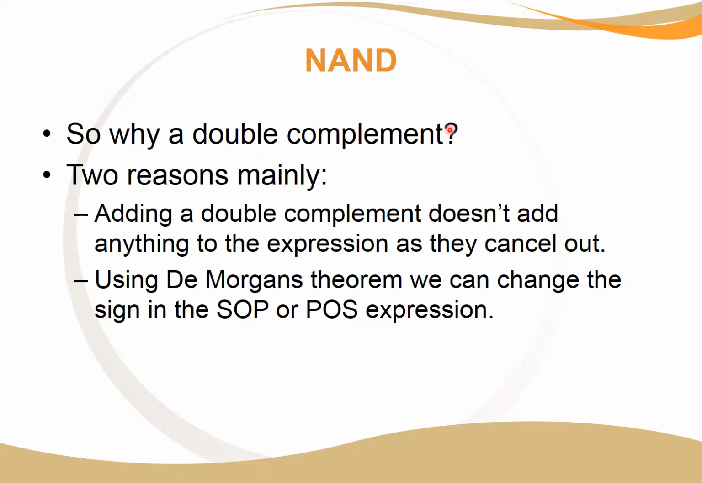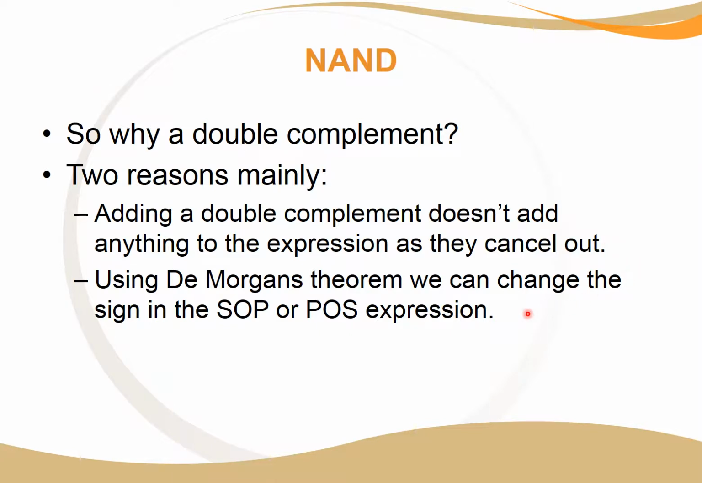So why do we use a double complement? Two reasons mainly. One is that adding a double complement doesn't add anything to the expression, as the double complement cancels out. Remember your Boolean simplification laws. If you have a double complement above an expression, they cancel out. So we're not adding anything to the expression.